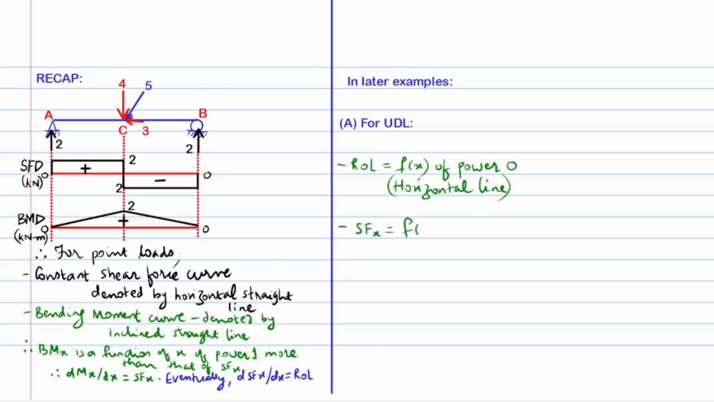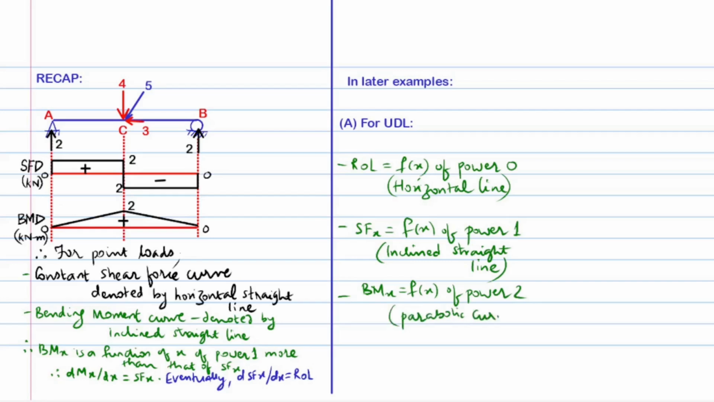For this loading, it shall be proved later that the shear force diagram shall be defined by a function of x of power 1, meaning that the shear force changes its value linearly over the length over which the uniformly distributed load acts, and it shall be seen that the bending moment diagram shall be defined by a function of x of power 2, meaning that the bending moment changes its values parabolically over the length over which the uniformly distributed load acts.